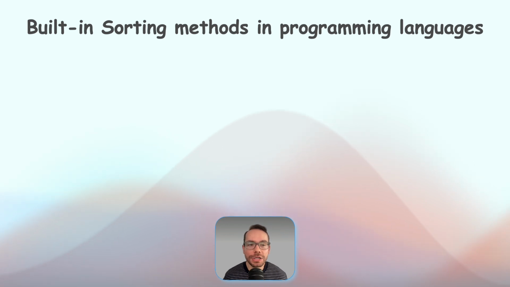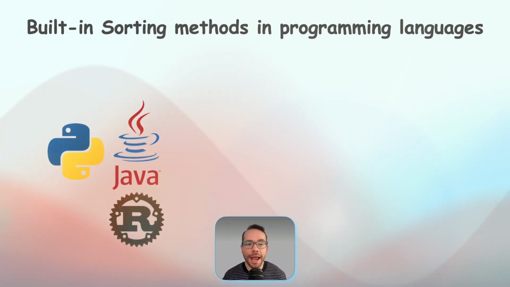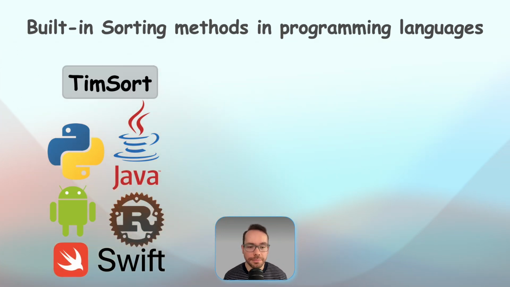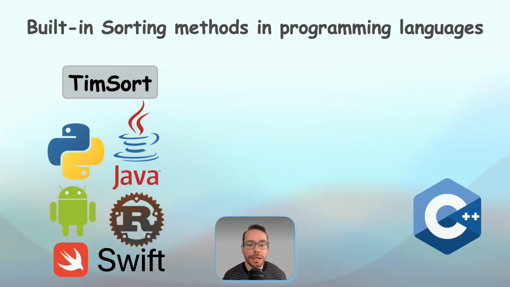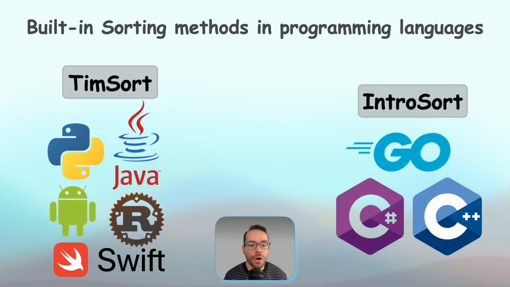The built-in sorting mechanism that runs under the hood in Java, in Python, in Rust, Android's Java runtime, and Swift is called Timsort, while C++, C Sharp, and Go use a variant of a sort called introsort, or introspective sort. Let's see how they work.